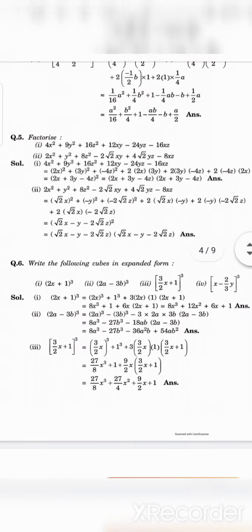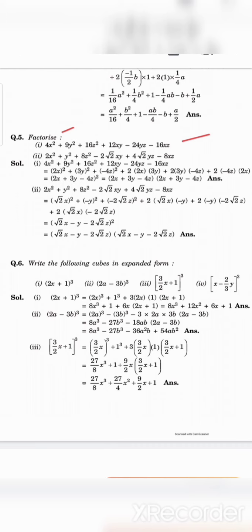Question number 5 is factorize. Here we have to factorize our polynomial. The polynomial is given by 4x square plus 9y square plus 16z square plus 12xy minus 24yz minus 16xz. This polynomial looks like the RHS of our identity number 5: a square plus b square plus c square, plus 2 times multiplication of a into b, plus 2 times multiplication of b into c, and plus 2 times multiplication of c into a.